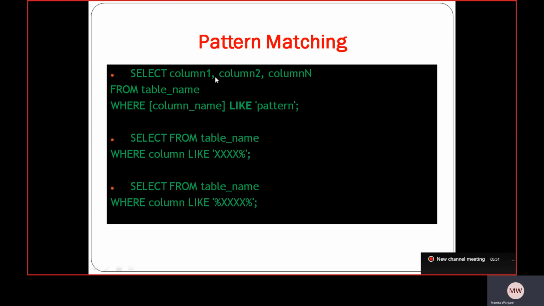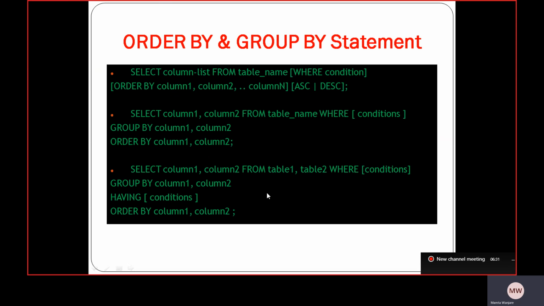Pattern matching, that is SELECT column 1, column 2, column n FROM table name WHERE column name LIKE pattern, the pattern is mentioned here, and at the end a semicolon. Otherwise, you may also write SELECT FROM table name WHERE column LIKE where the pattern is XXX%, in single quotes. Otherwise, SELECT FROM table name WHERE column LIKE where you mention percent on both sides, with XXX, whatever pattern is there, in between, and at the end a semicolon.